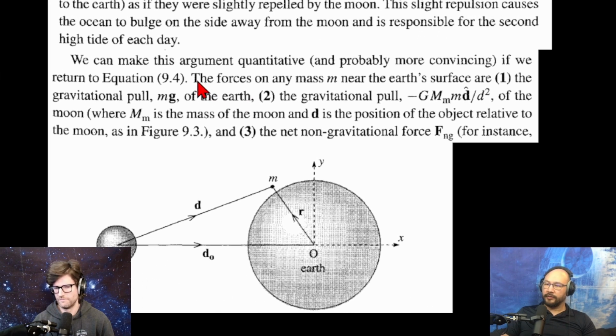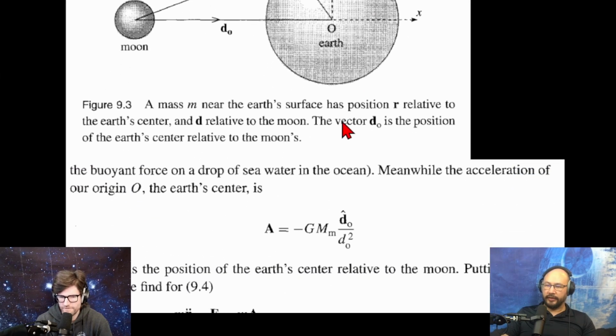Okay, we continue. The forces on any mass m, little m here, near the Earth's surface are: 1, the gravitational pull of the Earth, going straight down to the Earth. I like that. Yep. 2, the gravitational pull of the moon, minus G M m d hat over d squared. So that's the gravitational force to the moon. Makes sense to me. M is the mass of the moon, and d is the position of the object relative to the moon. Great. And 3, the net non-gravitational force F, I think, like the buoyant force on top of a drop of water in the ocean.